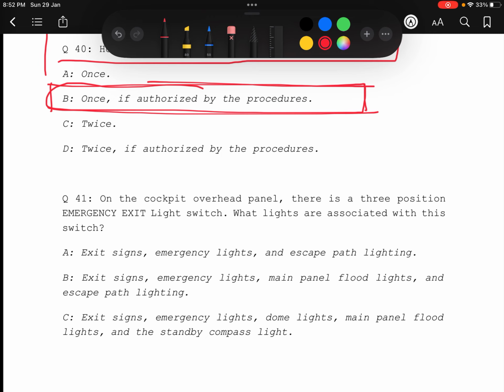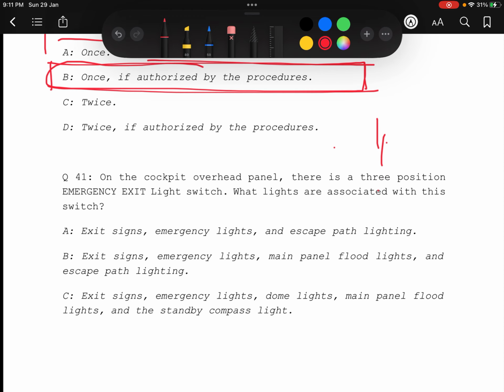Question number 41. On the cockpit overhead panel, there is a 3-position emergency exit light switch. Yes, there is a switch. What lights are associated with this switch? So do you know what switch they are talking about? They are talking about a 3-position emergency exit light switch.